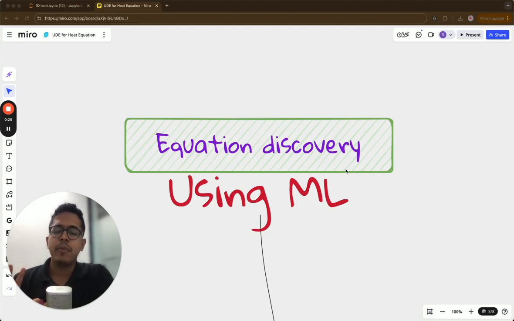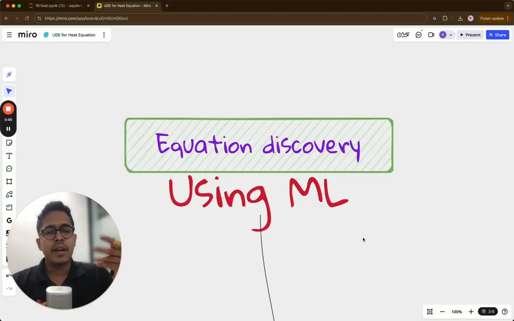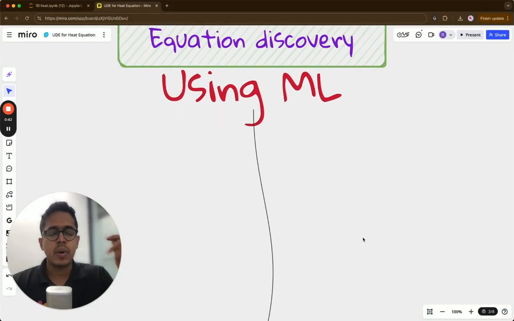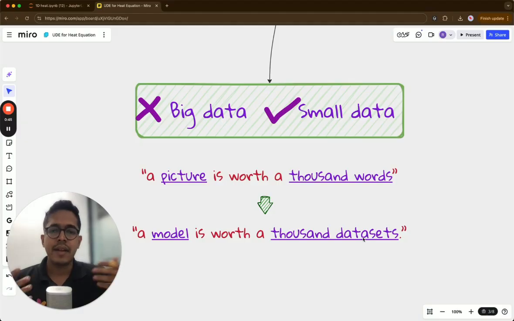This is very powerful because if we had a way to discover the format of an equation, we can basically uncover the mechanisms behind various phenomena. So in traditional machine learning, we know that it requires a large amount of data. There is even a field, right, called big data analytics. But what we should understand is that there is an analog of a picture is worth 1,000 words in the context of scientific machine learning, which is a model is worth 1,000 data sets.